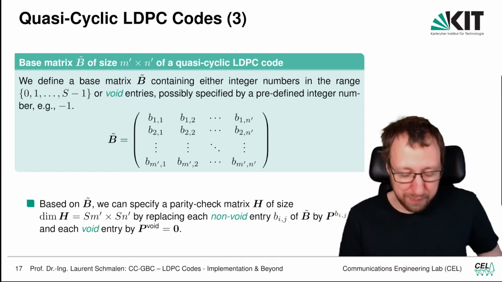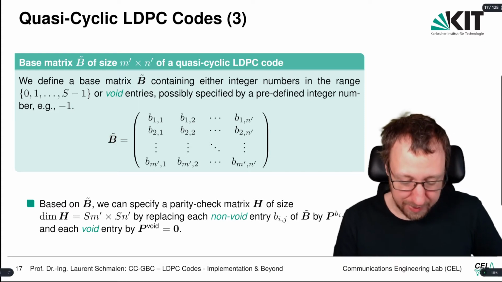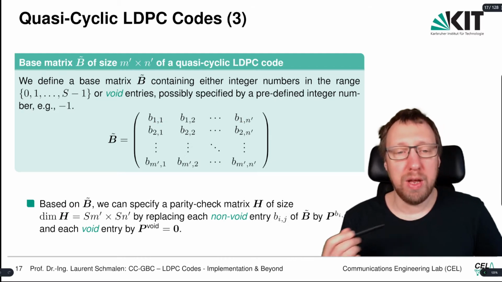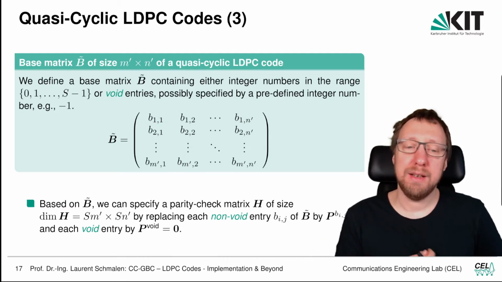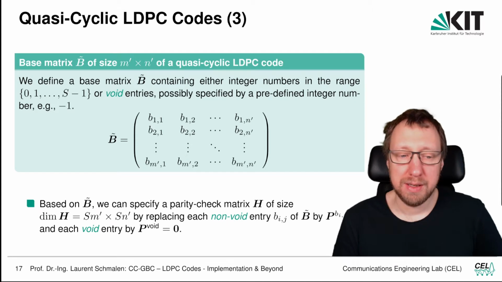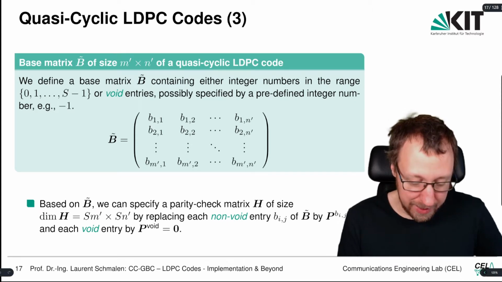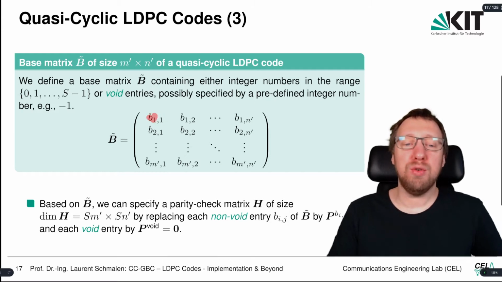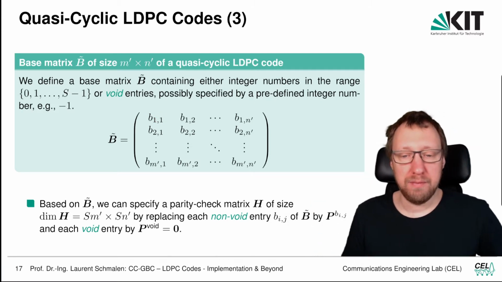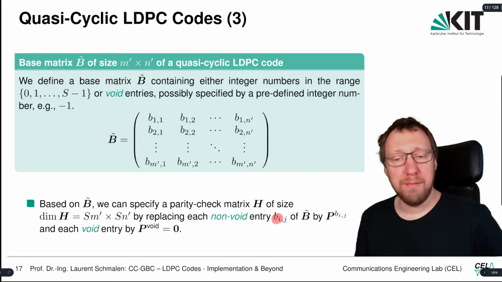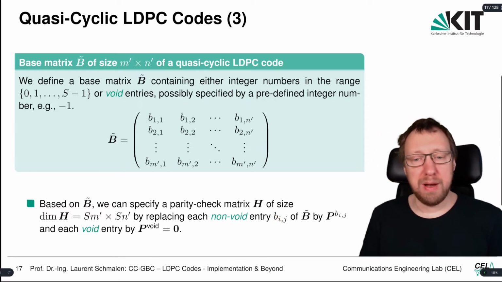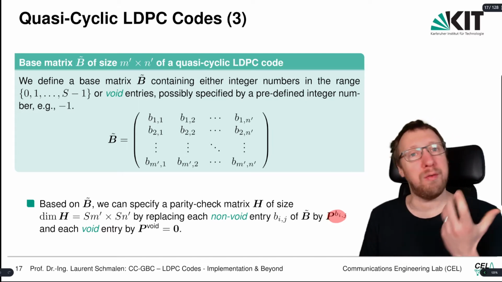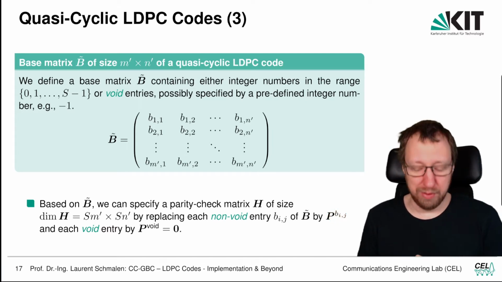So I have this matrix B tilde, and it contains these integer numbers. We can use B tilde to specify a parity check matrix by replacing each entry that is not void by P to the power b_ij. So if we have an entry b_ij, we replace it by P to the power b_ij. And if we have a void entry, we replace it by the zero matrix.